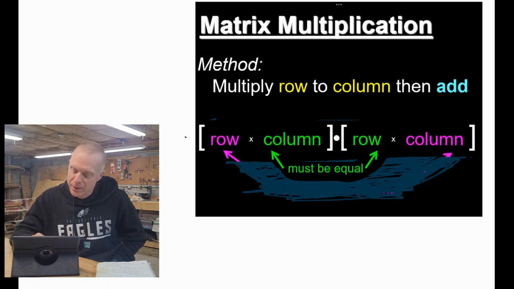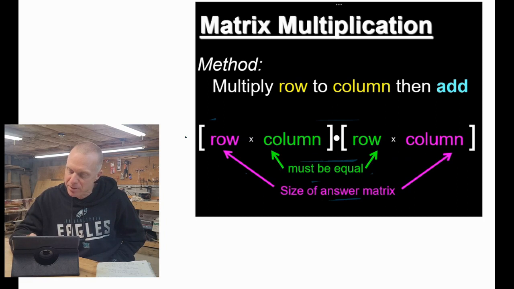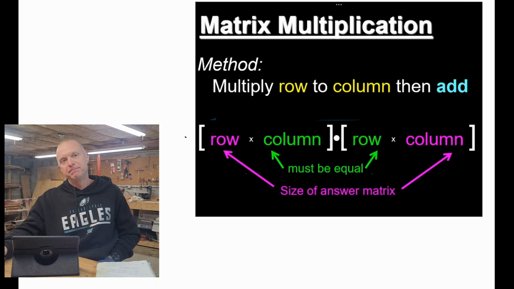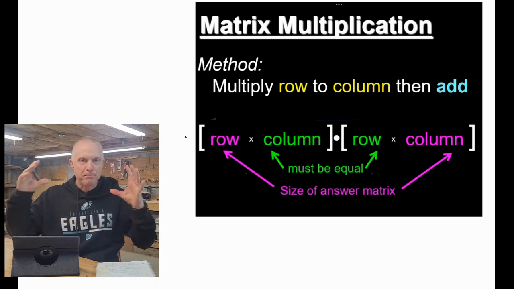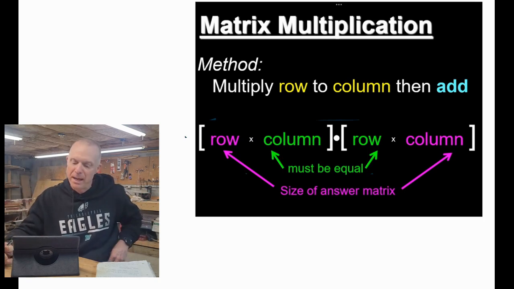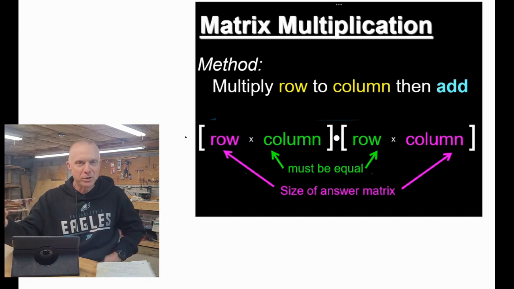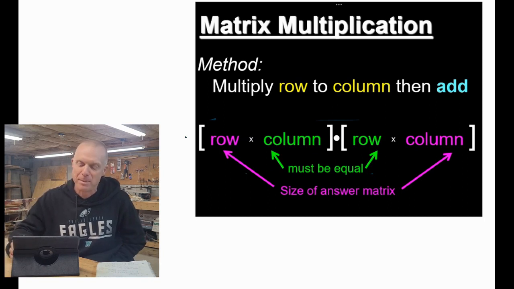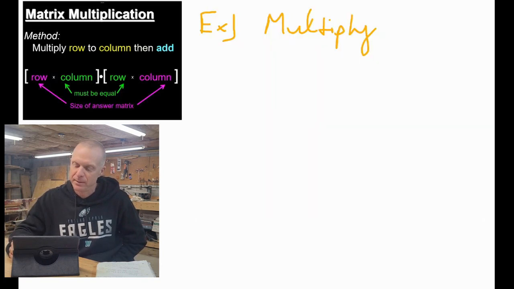And it turns out that these outside numbers end up making the size of your answer. They will end up determining how big your final matrix will be. Again, I'll show you how to do that with an actual problem, but I do like to give you those specs before we do a matrix multiplication. All right, you ready? Matrix multiplication.